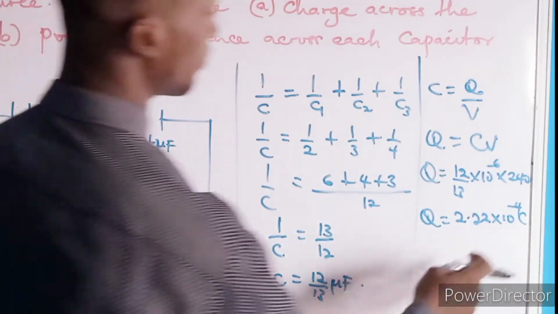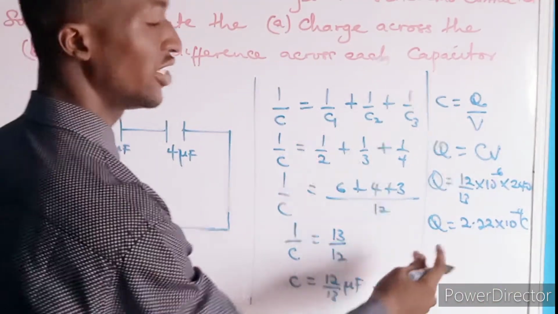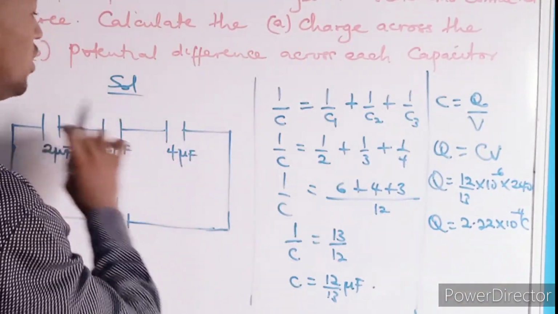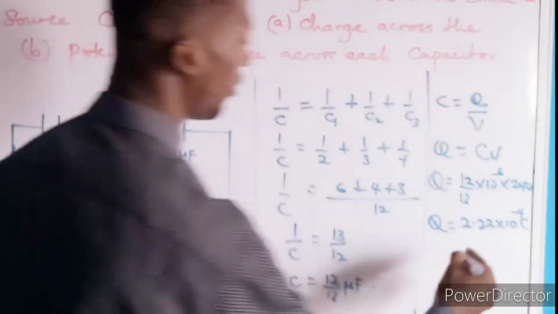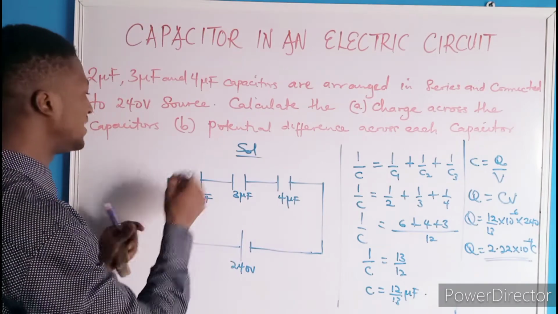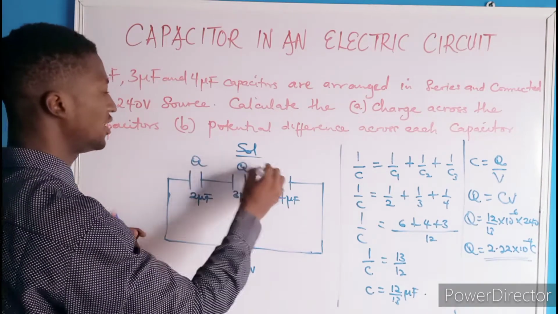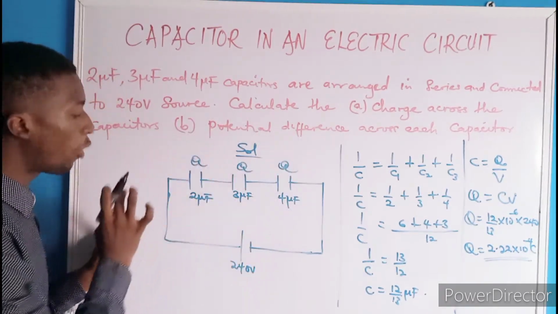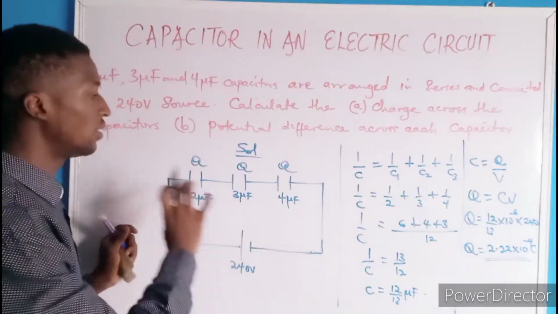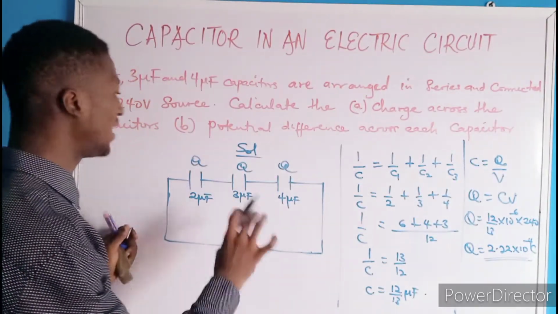So the charge that travels through each of these capacitors is the same all through. It is 2.22 times 10 to the power minus 4 coulomb. The charge is the same all through, but the voltage across each of them is totally different.